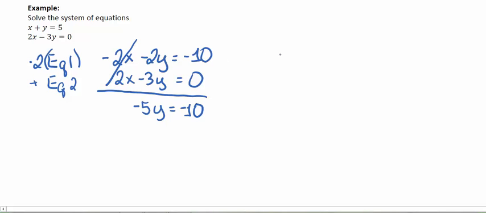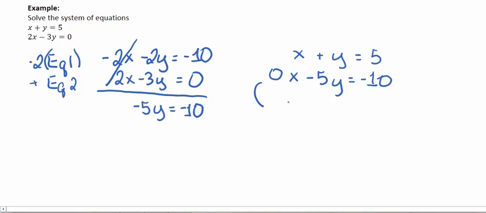So now I have a new system of equations. I have x plus y equal to 5, and I have 0x minus 5y equal to -10, since that's what this last step just gave me. We can leave the first equation alone, and then just divide the second one by -5, just to make the coefficient of the y a 1. At this point, you could probably solve this equation, but we're going to do a little bit extra first.